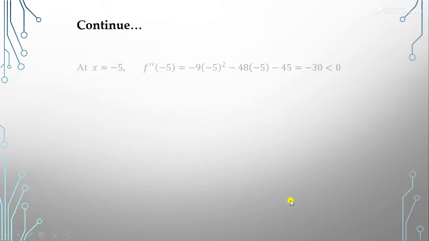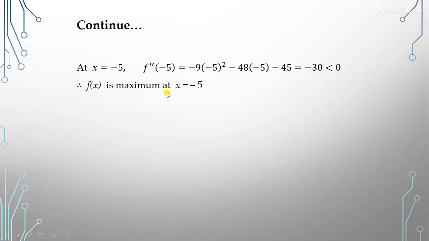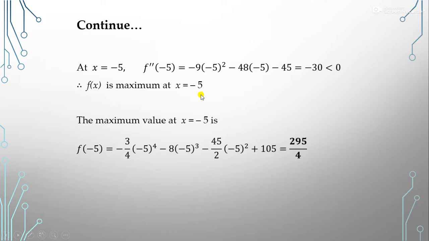Now the third point was x equal to minus 5. So now check at x equal to minus 5, what is the value of the second derivative of the function? That is negative. So if it is negative, we can say that our function f(x) is maximum at x equal to minus 5.